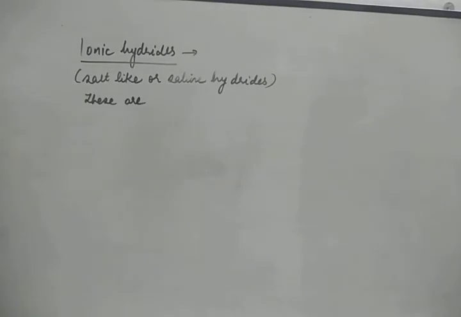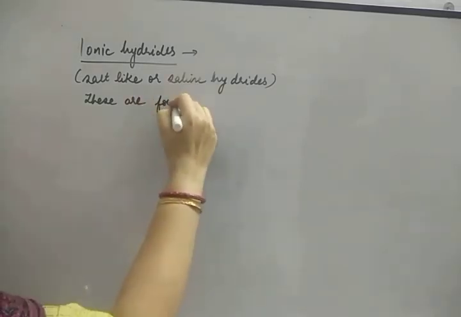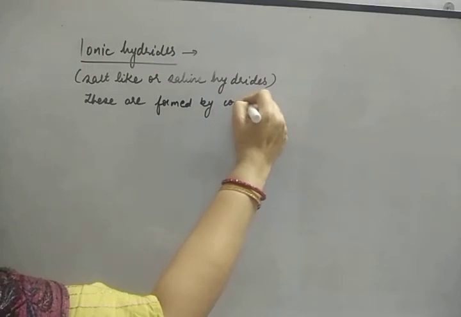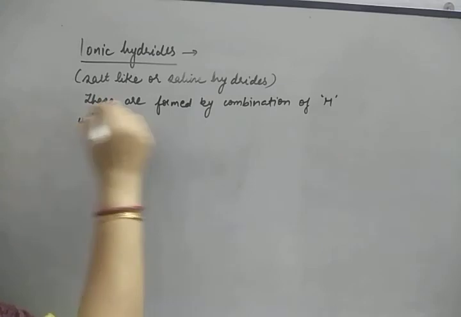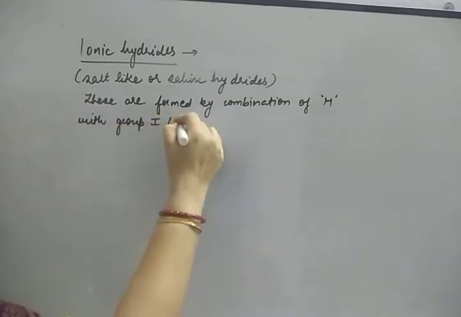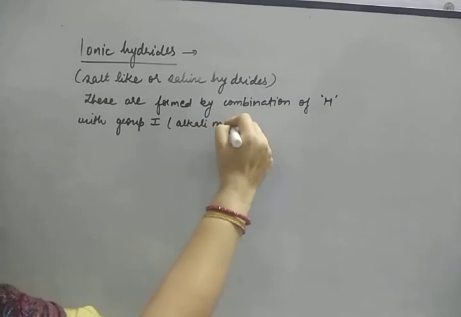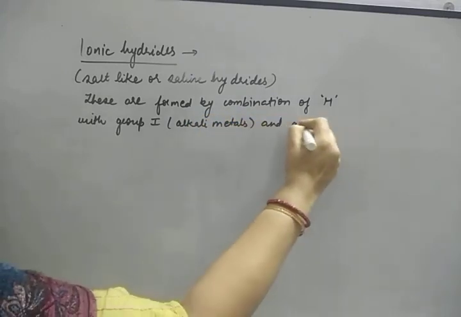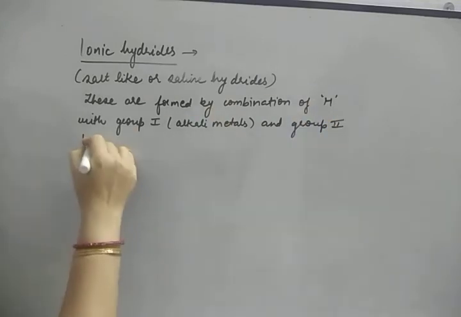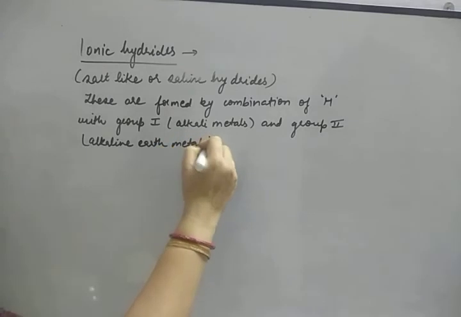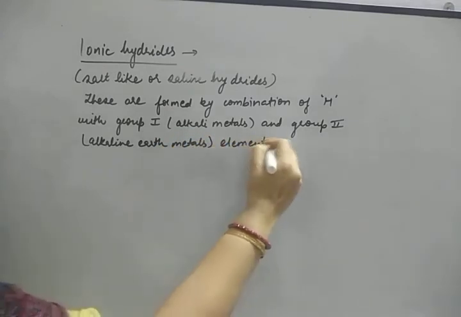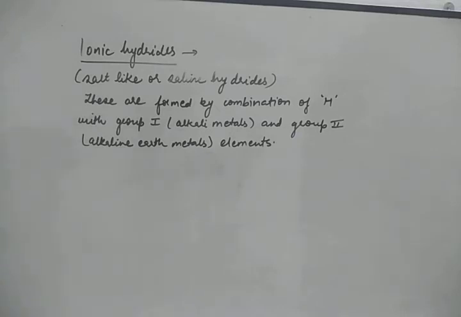Now the first type is ionic hydrides. These are also known as salt-like or saline hydrides. These are formed by combination of hydrogen with group first, which means alkali metals, and group second, which means alkaline earth metals elements. Okay, and now we know that alkali metals as well as alkaline earth metals are highly electropositive. Okay, so s-block members.